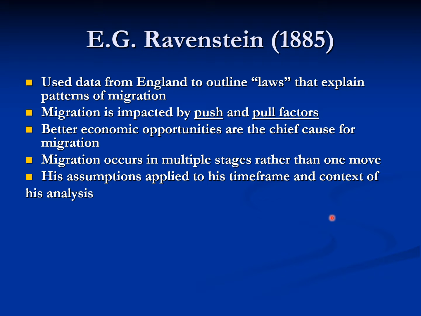Ravenstein uses data from England to outline laws that explain patterns of migration. Migration is impacted by push and pull factors. Better economic opportunities are the chief cause for migration. Migration occurs in multiple stages rather than one move, and his assumptions applied to his time frame in the context of his analysis.